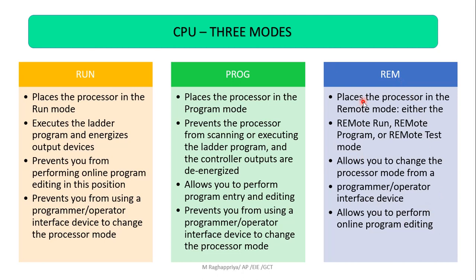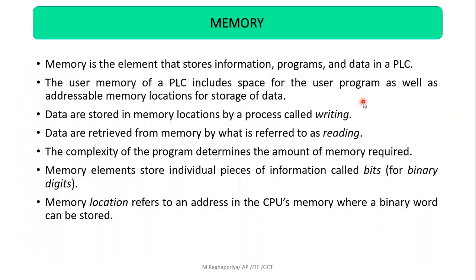In total there are 3 modes: run mode, program mode and REM mode. So these are the 3 main modes of the processor in a PLC. Next we'll discuss the memory. Memory is the element where we store information, programs and data, right? The user memory of a PLC includes space for the user program as well as the addressable memory locations for storage of data. So it has space for storing the user program as well as storing data.